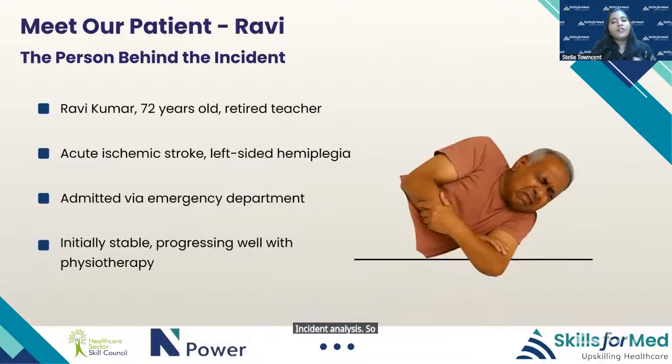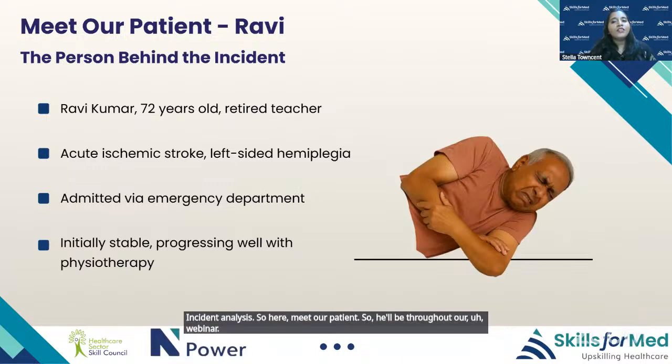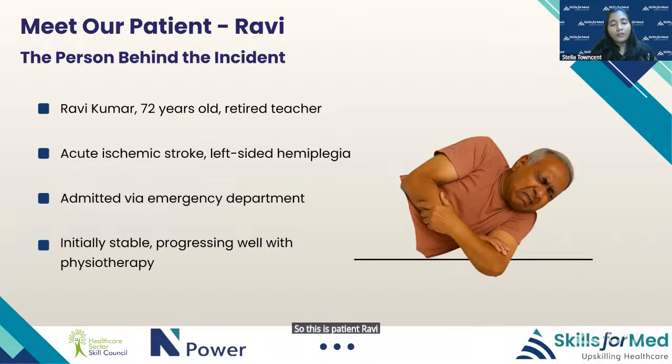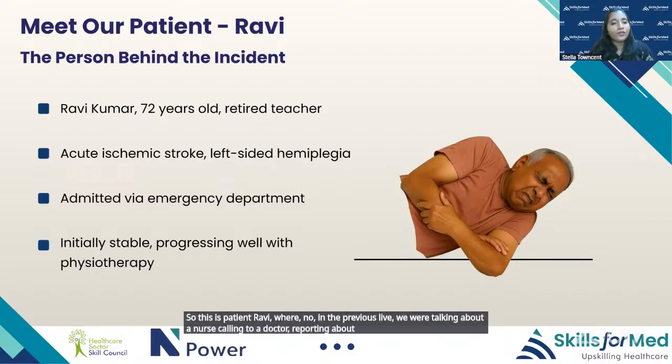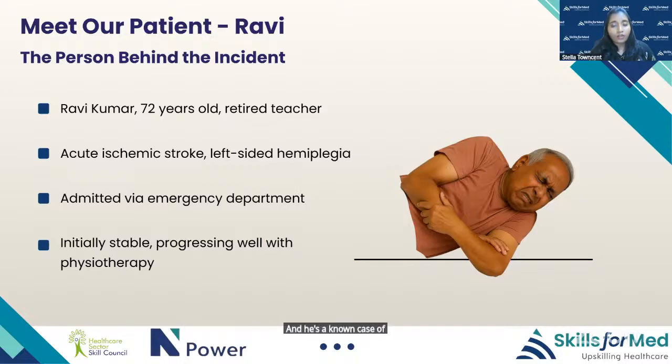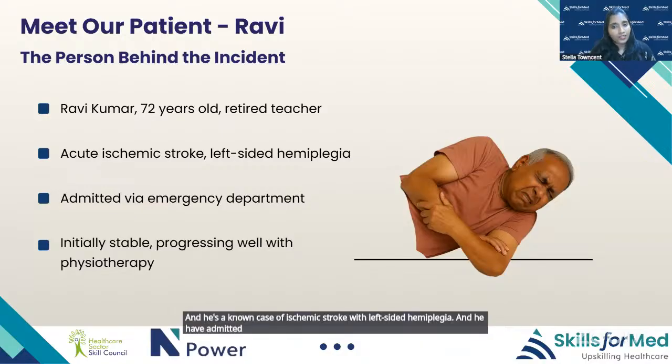So here, meet our patient. He will be with us throughout our webinar. This is patient Ravi. In the previous slide we were talking about a nurse calling a doctor, reporting about a patient. He is the person behind the incident. He is Ravi Kumar, 72 years old, a retired teacher, and a known case of ischemic stroke with left-sided hemiplegia, admitted to the hospital through the emergency department. Initially the patient was stable in the hospital, progressing well with physiotherapy assistance.